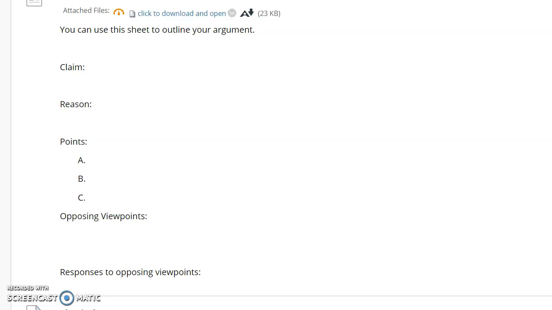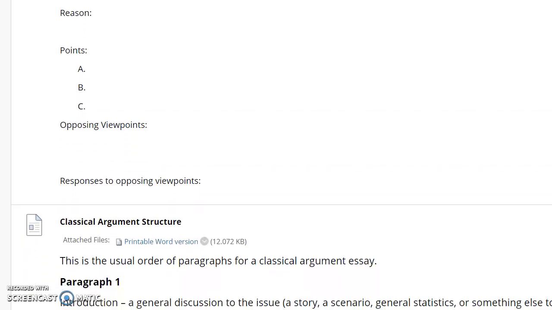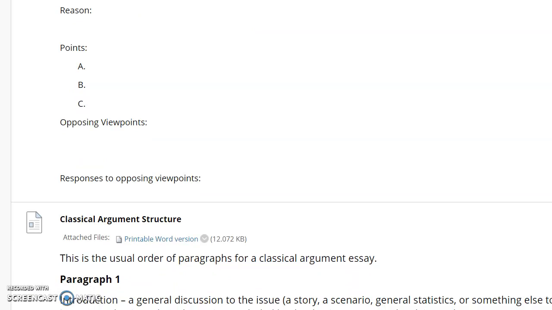That's likely to be how you will phrase your claim. And then your reason, because of some reason, because of some circumstance, because of some element of truth, or because of some data, or because of some outcome. And then what are the points that you want to make? What are the supporting points for your argument? And I ask you to have at least 3 of those.